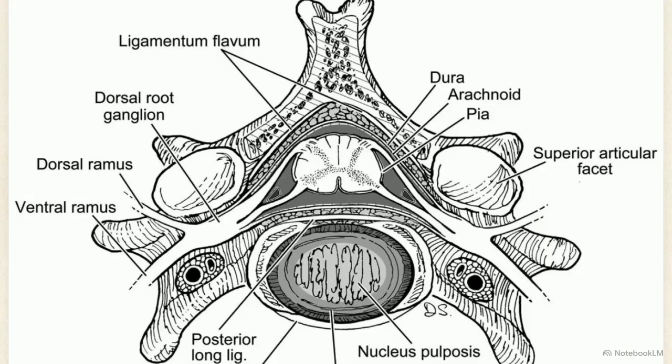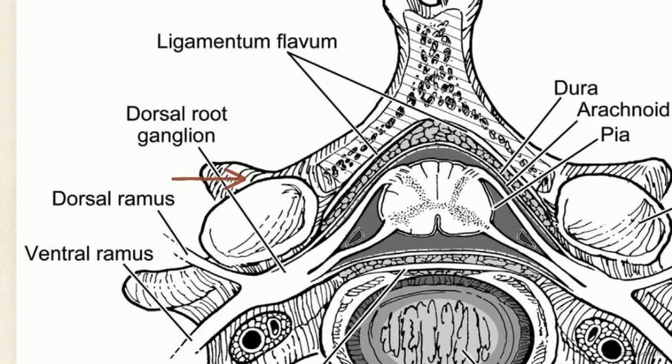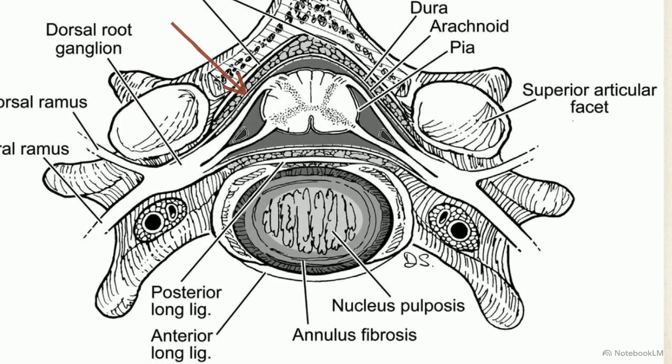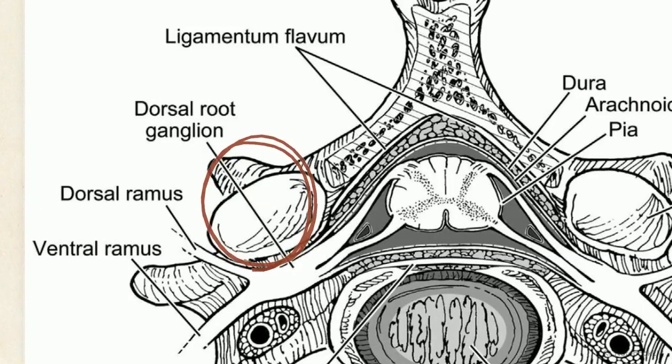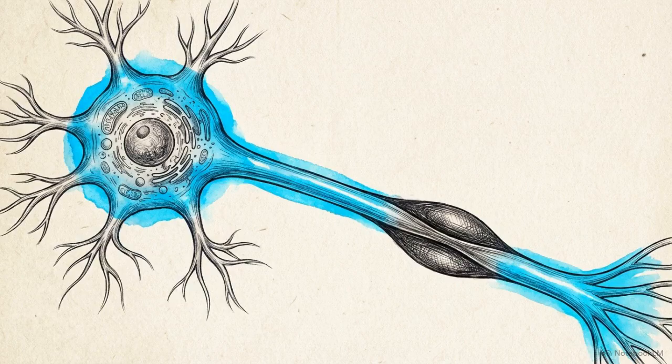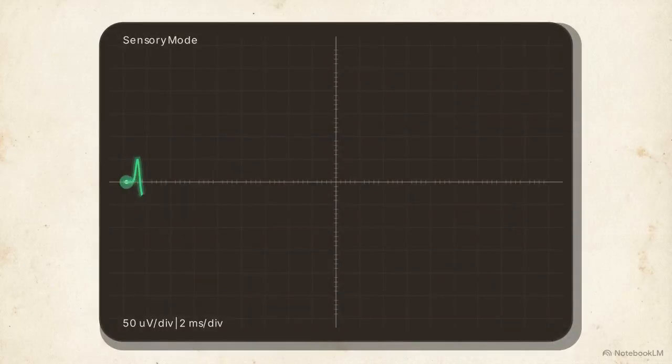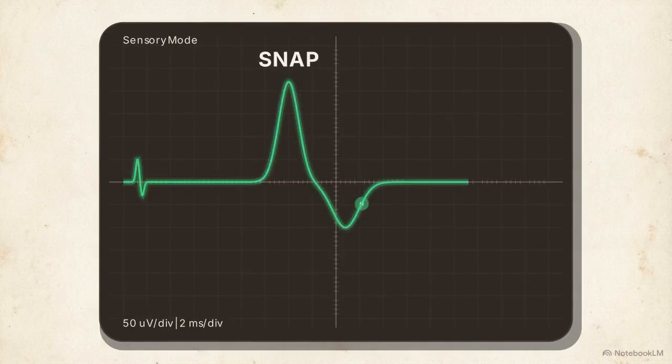In this cross-section, ventral motor and dorsal sensory axons converge. The dorsal root ganglion houses sensory cell bodies at the intervertebral foramen. Disc protrusions occur intraspinally, pinching the root proximal to the ganglion. Thus, the DRG and distal sensory axons remain structurally intact. Since the cell body is still nourishing the distal axon, Wallerian degeneration does not occur in the periphery. When you stimulate that nerve distal to the spine, the sensory nerve action potential reads as completely normal.